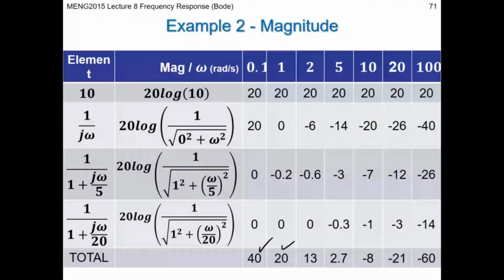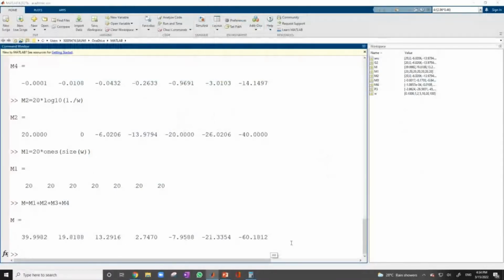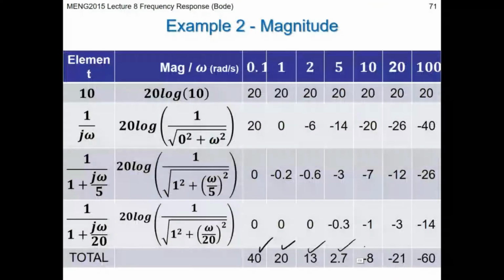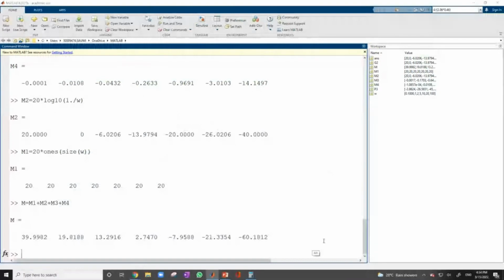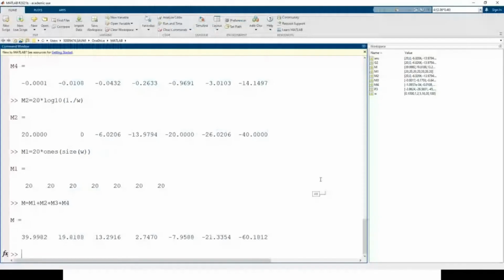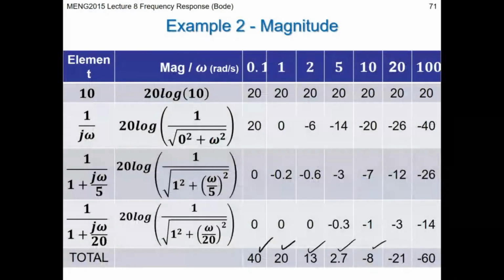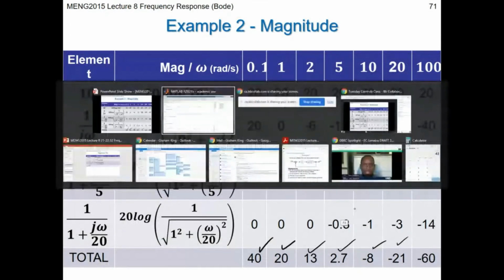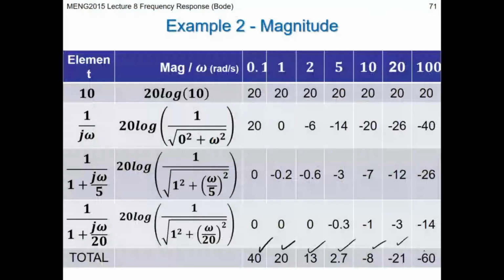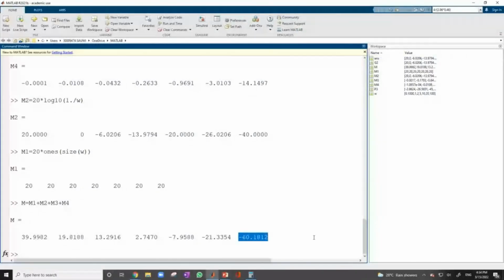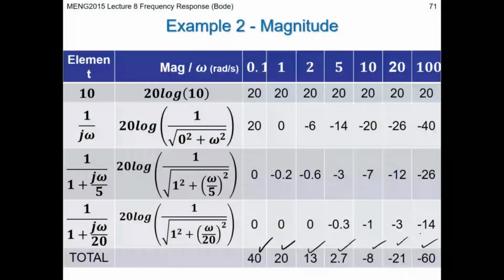Next term 13. Next term is 2.7. Next term at omega is 10 is minus 8. Omega 20 is minus 21. And omega 60, omega 100 is minus 60. Right, that's this term. Good. So we've got our magnitude plot there already.